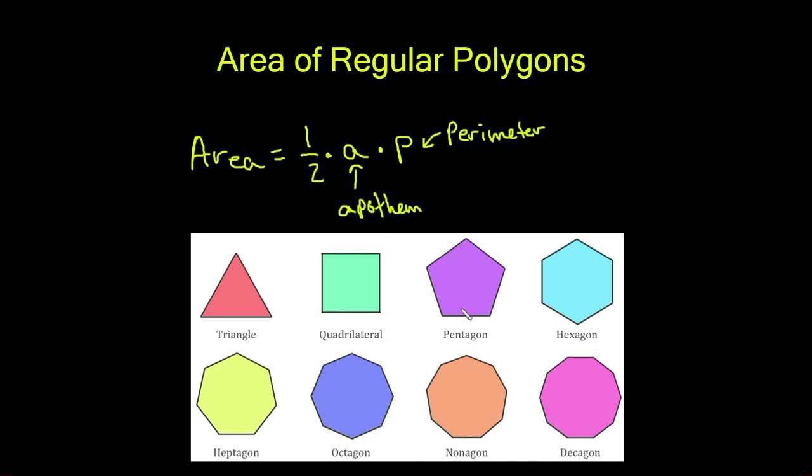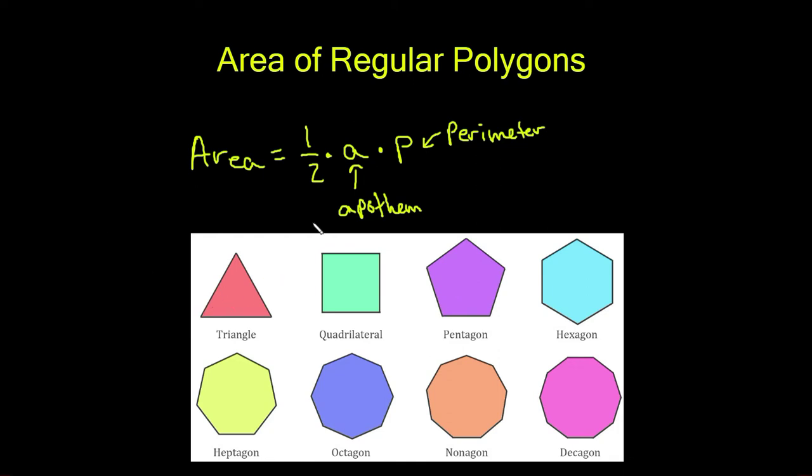If you take, say, this pentagon right here, and you draw a dot right in the center of the shape, and you extend a line from the dot to the center of one of the sides to make a 90-degree angle with that side, that is the apothem. Now the apothem is not from the center to a vertex. That's different.